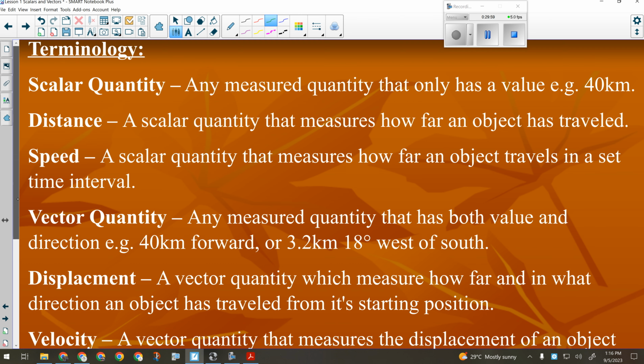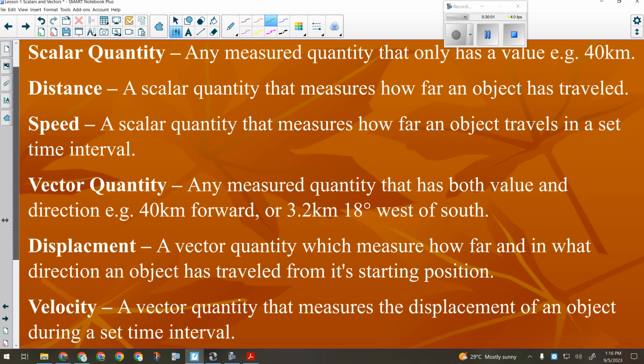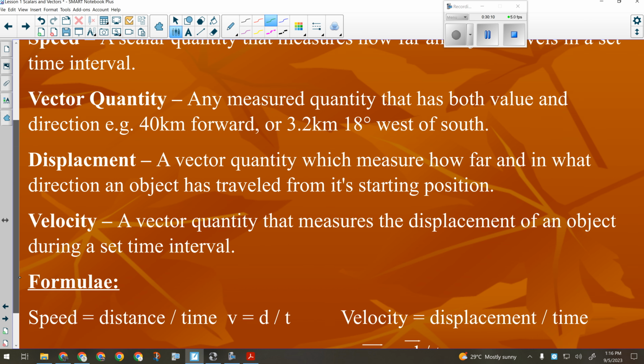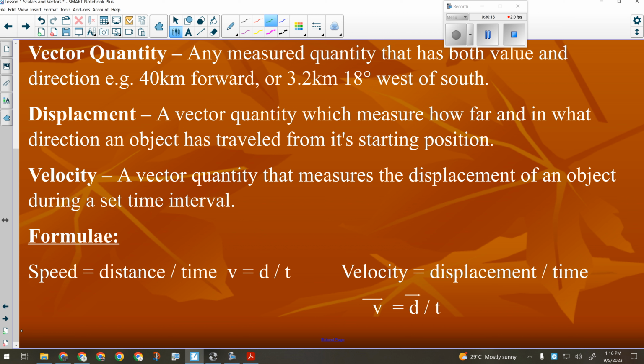All right, velocity, a vector quantity that measures how far and in what direction an object has traveled, the rate at which it changes its position during a set time interval. And then our formulas are these ones here. Speed is distance over time, v equals d over t. Velocity is displacement over time, v with the arrow equals d with the arrow over t. You don't need to write those down because they'll be on the formula sheet that you get from me shortly.